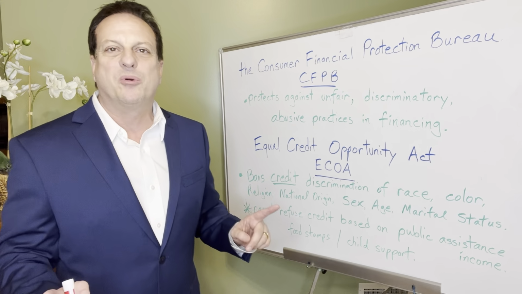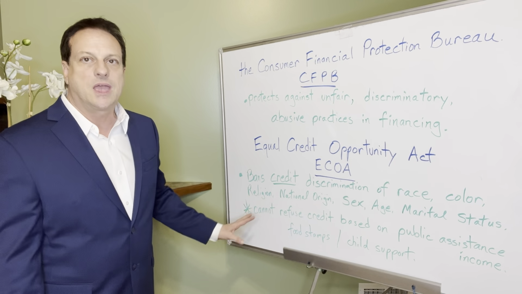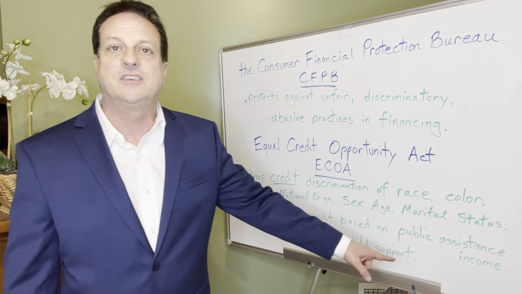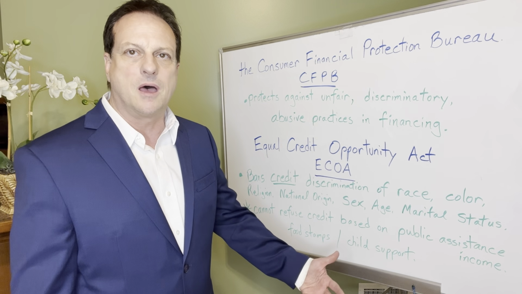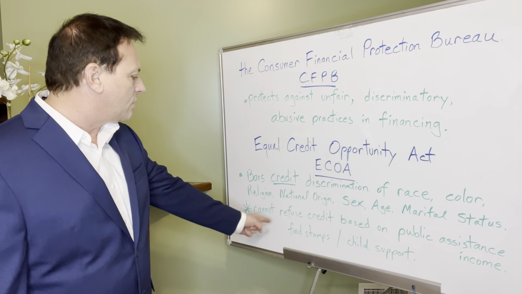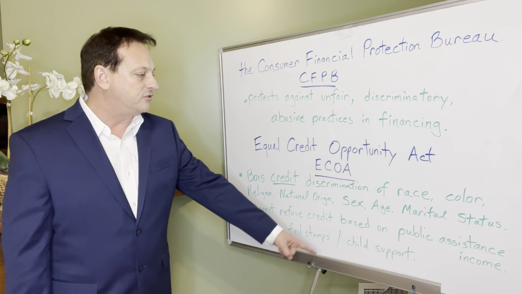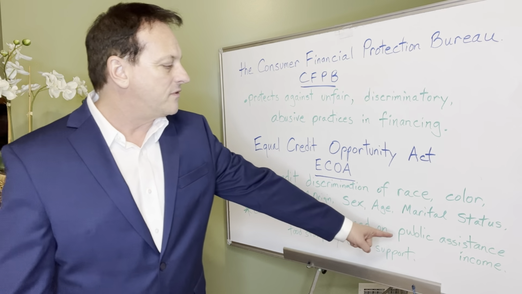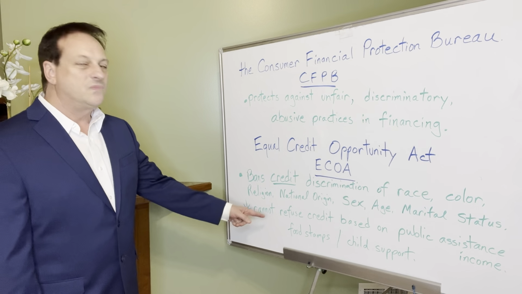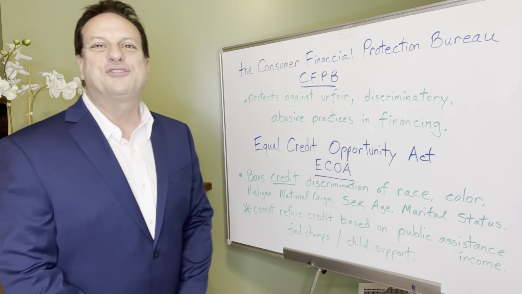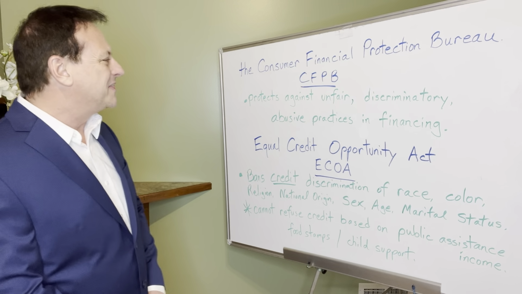Now, something I want you to remember is this bottom one. A lender cannot refuse credit based on public assistance income. If somebody's getting public assistance as part of their income, a lender cannot refuse credit. They cannot discriminate against that. That would be food stamps or child support. Any form of public assistance income cannot be discriminated against. You might want to remember that one too. This comes to you from many wonderful people who have taken the exam in the past.